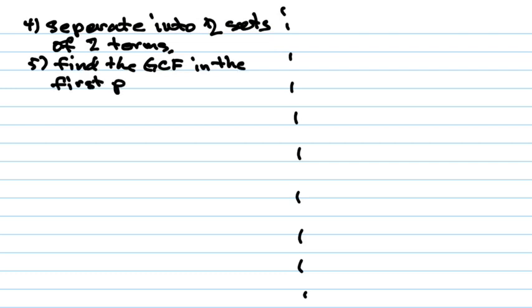In the first pair, there'll be something that divides into them. So like 3, you might have 3 and 6, so they'll both divide by 3. Whatever will divide into them.